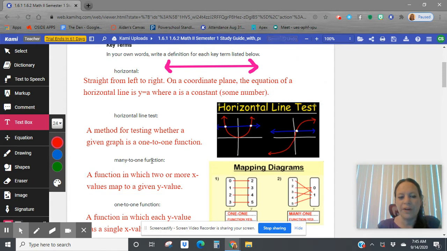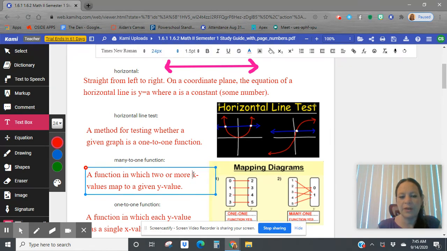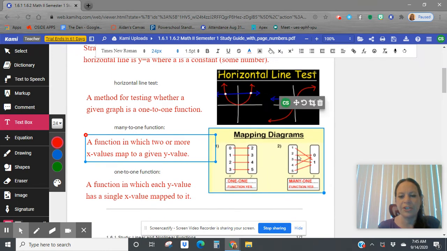A many-to-one function is a function in which two or more x values map to a given y value. So just to look over here at this mapping diagram, a many-to-one function is where the x values map to the same y value. So for example, 4 goes to 0 and 2 goes to 0. So this makes this a many-to-one function. Also 3 goes to 1 and 5 goes to 1. Let's look at the one-to-one. Each x value goes to a distinct single y value. So it just has one to each. One-to-one, many-to-one.